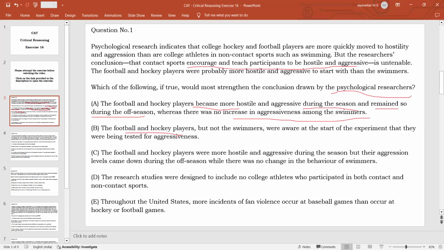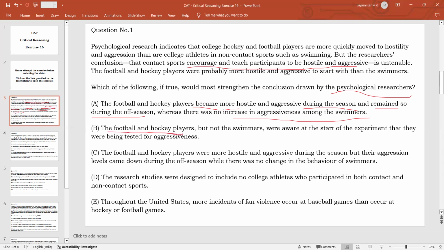And if they are showing more aggression than they actually have, what is the meaning? It is supporting the researchers' conclusion, because the players know that they are being tested for aggression, and they know that they are expected to be more aggressive since they are football and hockey players.